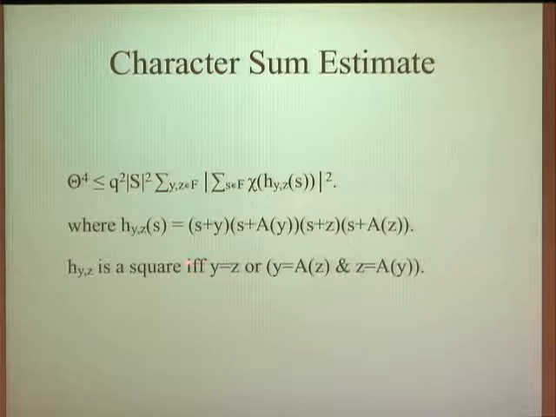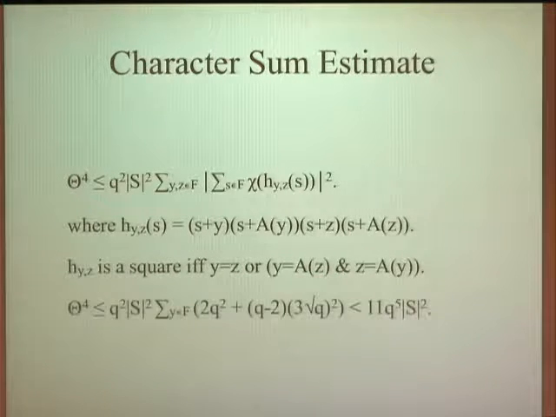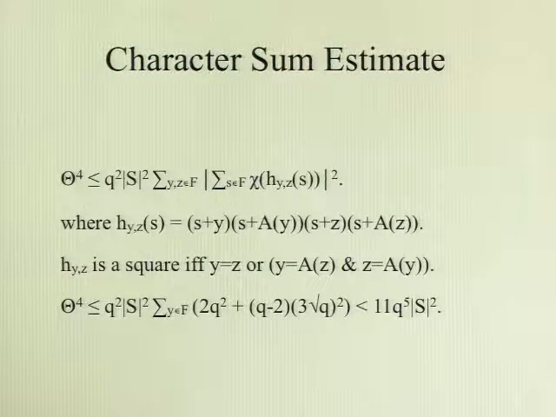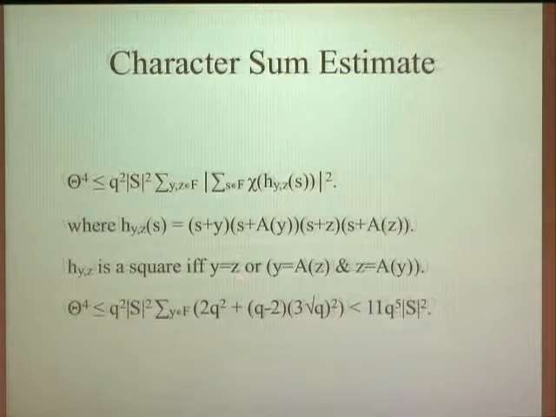and you can check that this H is a square if and only if y equals z, or y equals az and z equals ay. And then you can just divide into two cases, considering whether it's a square or it's not, and you can bound this thing trivially, and you get this bound here.